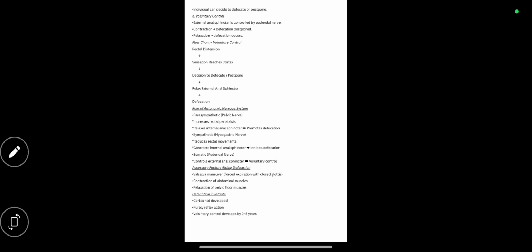Contraction will lead to defecation postponed. Then relaxation may lead to defecation will occur. This is the flowchart for that. What is the role of the autonomic nervous system here?